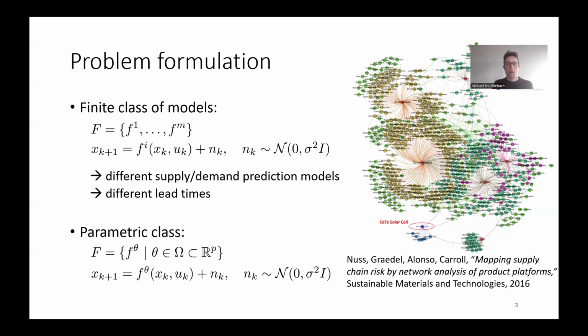The second setting we analyzed is a parametric setting where we have a parameter theta that lives in a compact space that's real valued and has dimension p. And similarly, for each theta, we get stochastic nonlinear dynamics.